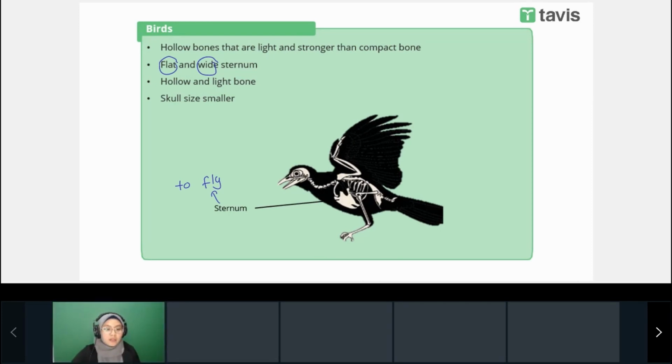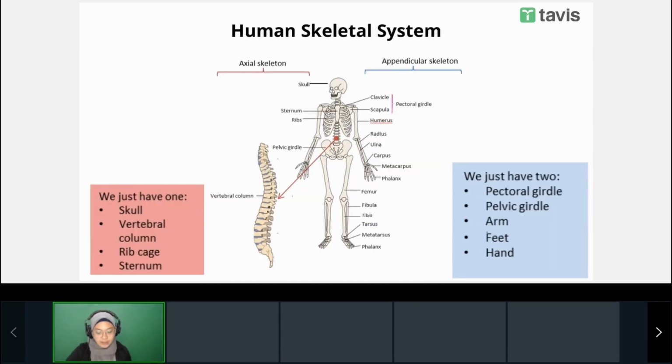For the bird, it does have hollow and very light bones. Hollow bone and light bone. And the skull is slightly smaller compared to the aquatic vertebrate and the terrestrial vertebrate. It has light and hollow bones. That's why it can fly.